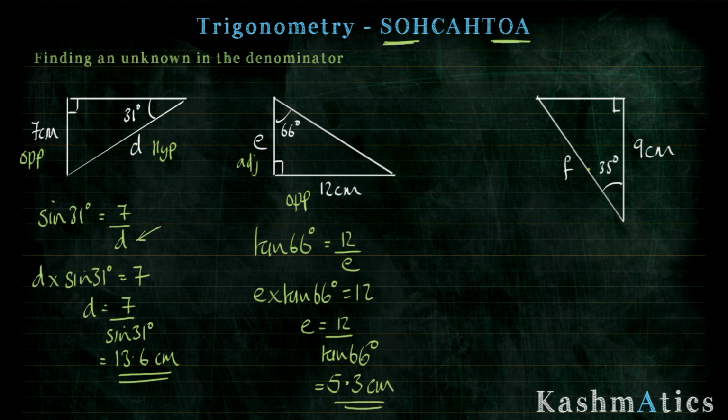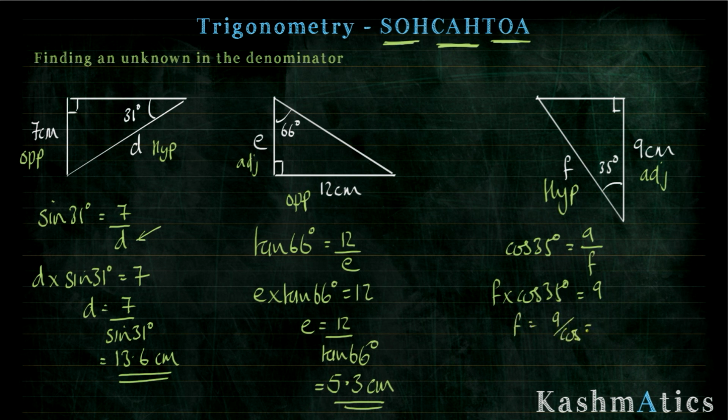And lastly, let's have a look at what we have here. We've got the hypotenuse over here, and this is the adjacent side. What we need to do is look for the right ratio. Adjacent and hypotenuse, that's the cos ratio. So we've got cos 35 degrees is the adjacent divided by the hypotenuse, which in our case is f. So f times cos 35 is equal to 9. So f is equal to 9 divided by the cos of 35 degrees, which is 11.0 centimeters to 1 decimal place.